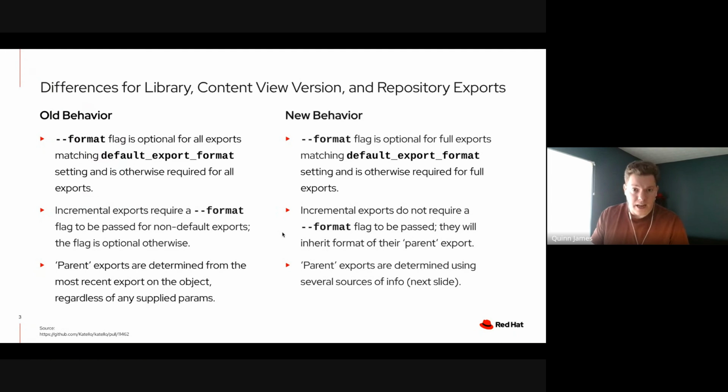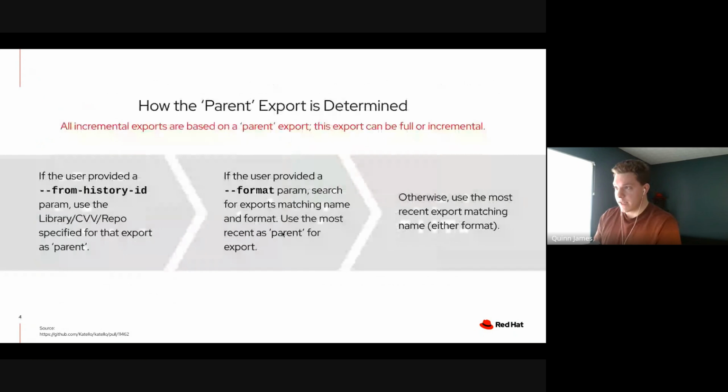Big changes in how we determine the parent. So we've moved a lot of the export type determinations from the format flag to the parent. And I have another slide here to show how the parent's determined. So this from history ID flag, we had it before. It was used for complete exports, but, from what I could tell, was pretty much unused for the incrementals. I think. Don't quote me on that. But we had the flag, and I don't think it was really used that effectively.